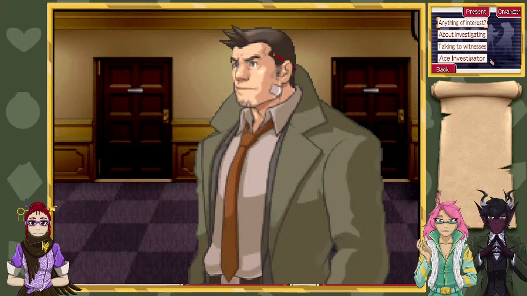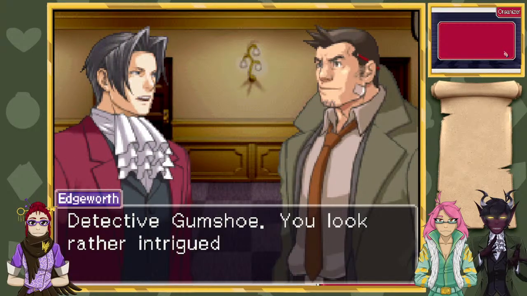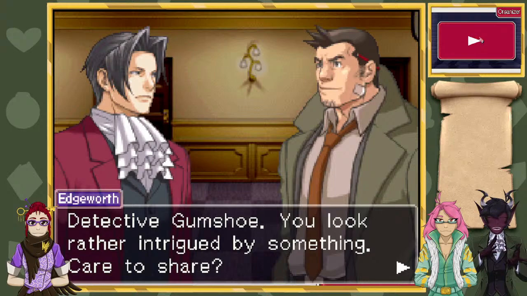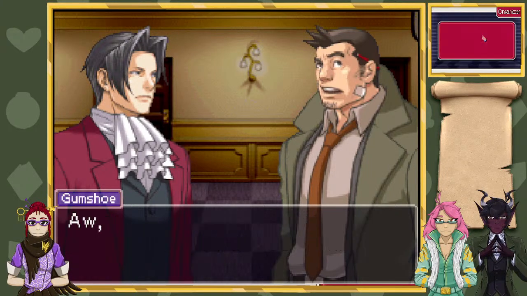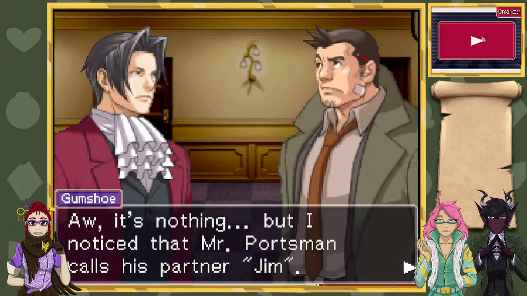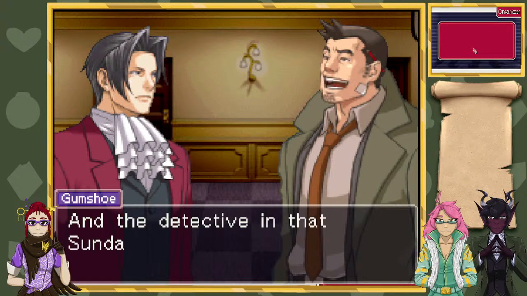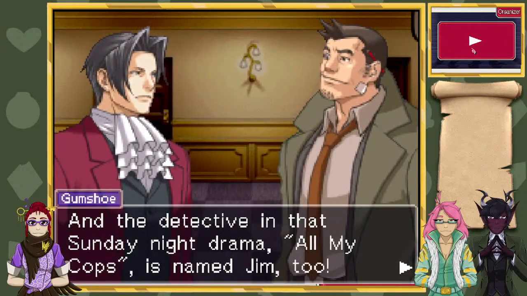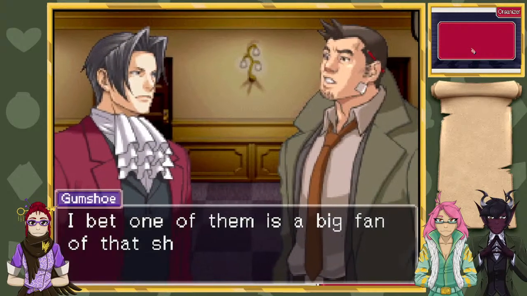Ace Investigator. Detective Gumshoe, you look rather intrigued by something. Care to share? No! Share with the class. It's nothing. But I noticed that Mr. Portsman calls his partner Jim. Is he gonna ask Edgeworth for a nickname? Aww. And the detective in the Sunday night drama, All My Cops, is named Jim too. I bet one of them is a big fan of that show.